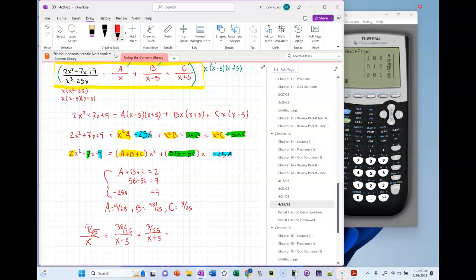Everybody's good with how I did that? I got a different answer. It probably just typed the numbers into the matrix wrong. I'm positive those are the correct answers. I'm going to simplify this complex fraction because fractions on top of fractions just hurt my eyes. If I multiply the reciprocal of the denominator to the numerators, I just get 9/25x, 38/25 times x minus 5, plus 3/25 times x plus 5. And that's what I'm going to call my final answer right there.